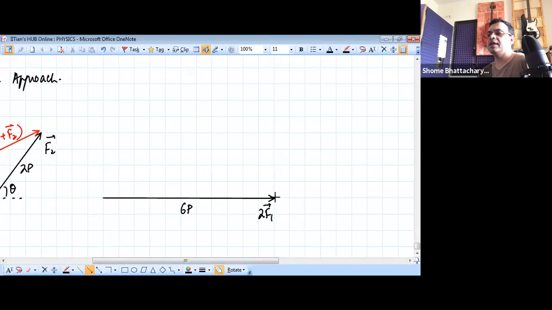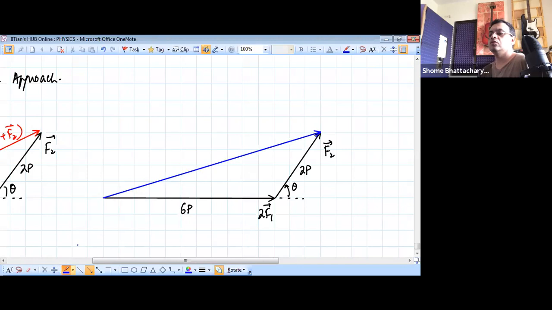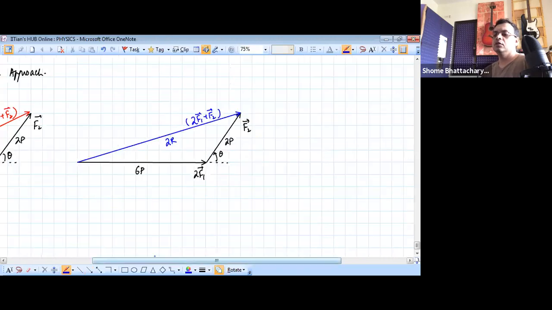So f2 is same in direction and magnitude. So this angle should still be theta only, and its magnitude should be 2p only, and that is the vector f2. But now the resultant of these two is this vector here. This is the resultant sum of twice of f1 or double of f1 added to f2. And the question claims that this should be equal to 2r. So this is the information given in the question converted to geometry, to two vector triangles.